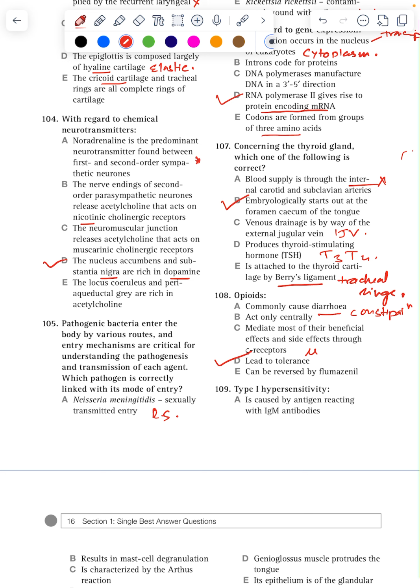Tolerance means increasing doses of opioid drugs are needed in order to achieve the same effect. It is important to know how to reverse the effect of opioids because opioid overdose may be fatal. The specific opioid antagonist is not flumazenil, it is naloxone. Naloxone is the antagonist. Flumazenil antagonizes the effects of benzodiazepines. This is used for benzodiazepines.